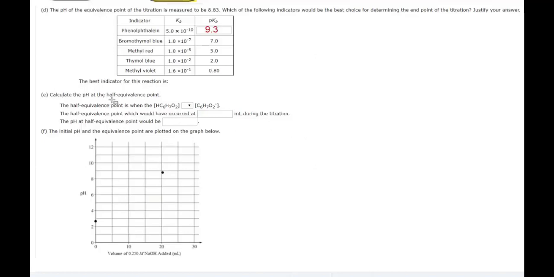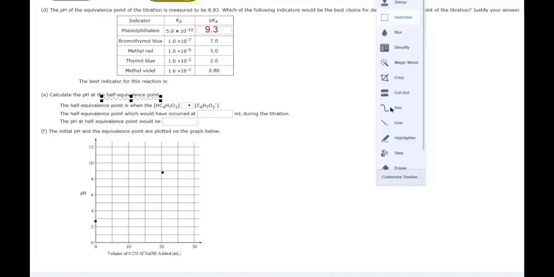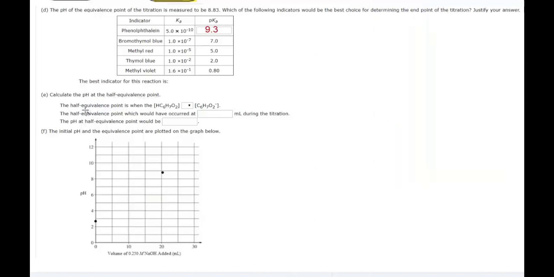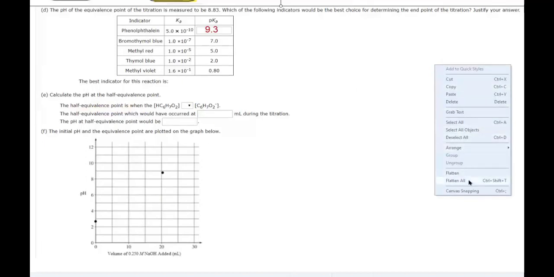Calculate the pH at the half equivalence point. Okay, now, half equivalence point. That's an important thing. If your AP exam doesn't ask somewhere about the half equivalence point, then you're not taking an AP chemistry test. Turn it in, because somebody gave you a faulty test.